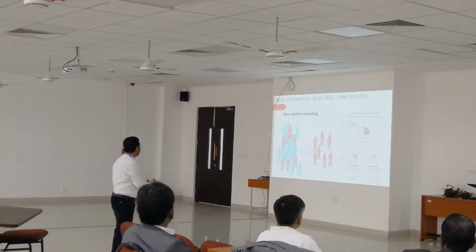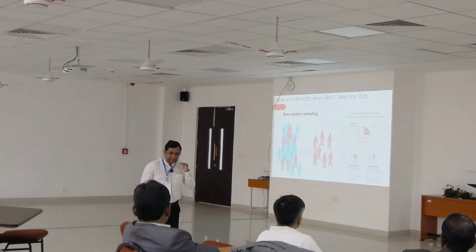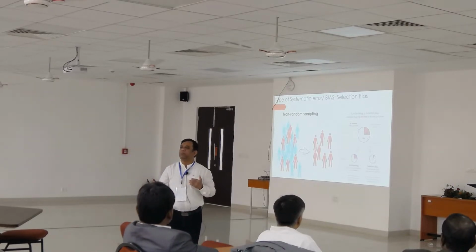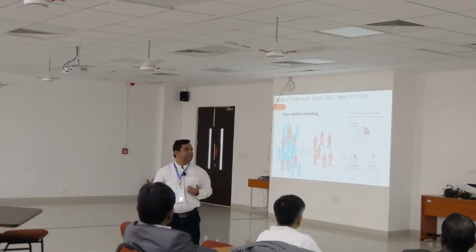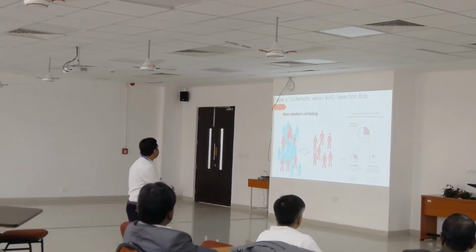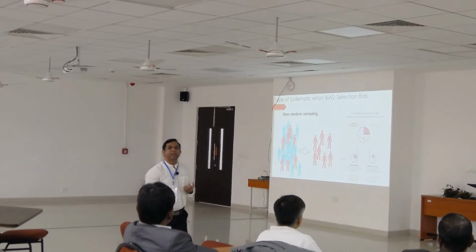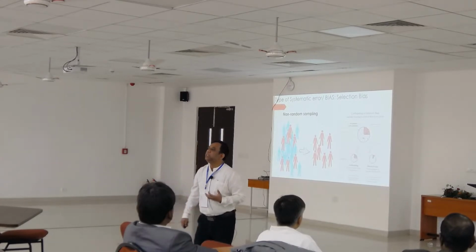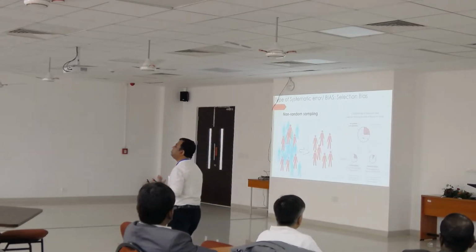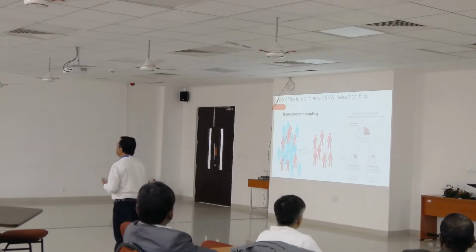So now, how to reduce it? The systematic bias is usually of mainly 2 or 3 types. One is the selection bias, which means the sample on which we are doing the study doesn't truly represent the population.